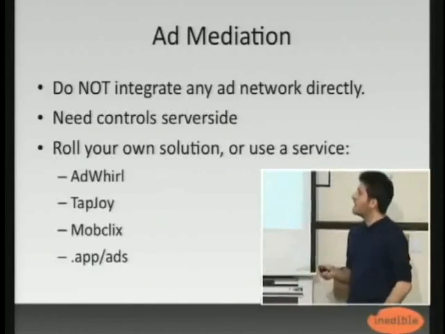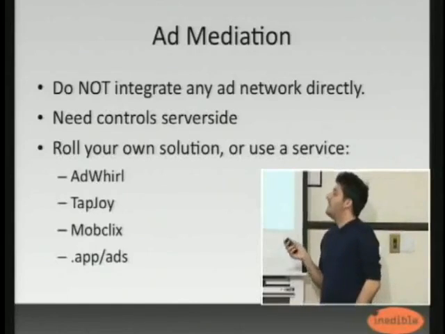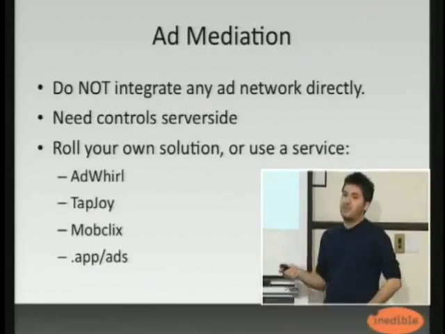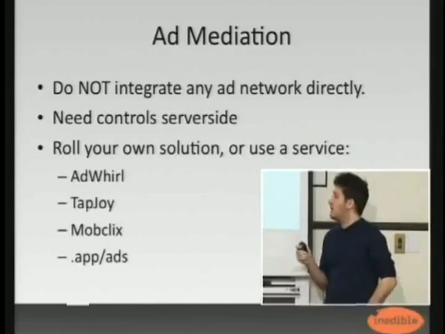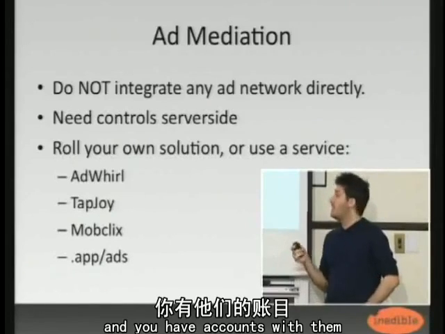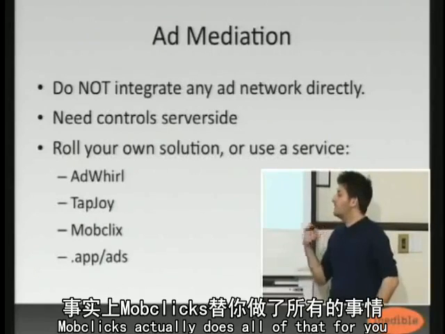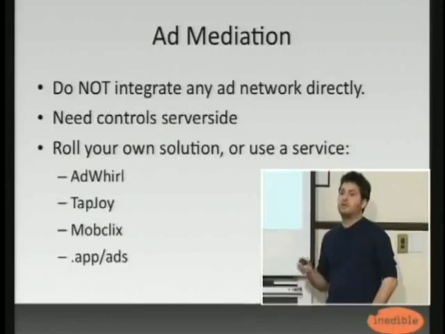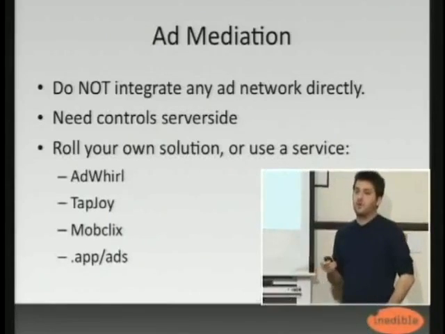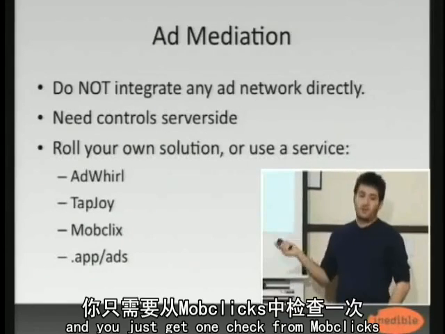MobClix is a little different solution than the other ones on here. The way they work is that they actually manage all of your accounts for you. Whereas with AdWhirl, you go to the ad networks directly and you have accounts with them, and AdWhirl is simply a tool to switch between them, MobClix actually does all of that for you. So you go to their website and you just click buttons up and down the list of which ad networks you want to enable in your app, and then they do the optimization and you just get one check from MobClix.